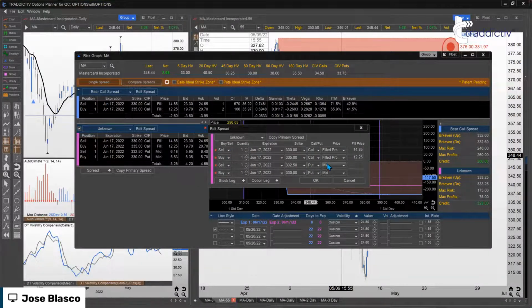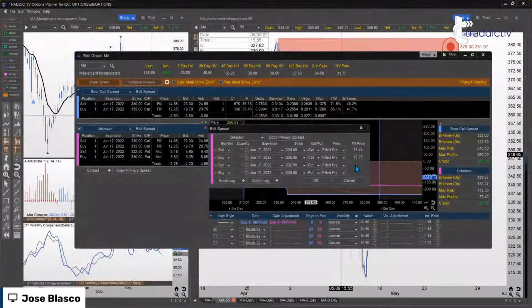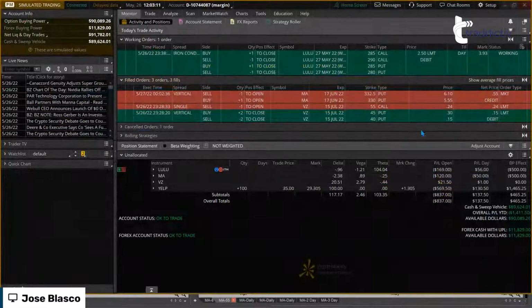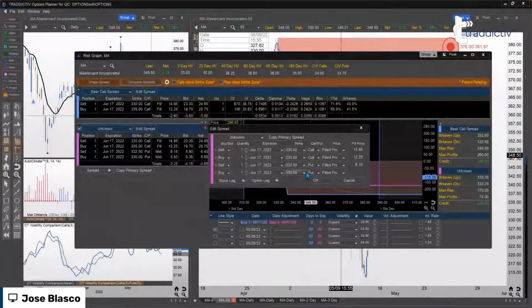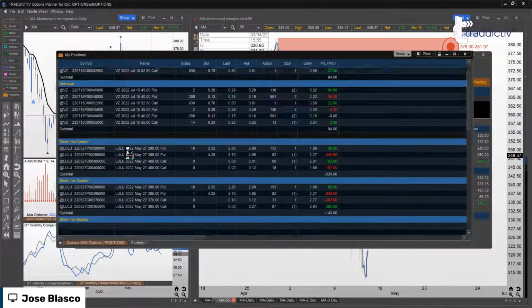So I'm gonna document these prices properly. For the 332.5, I got 610. And for the other one, I got 555. Therefore, the real scenario is actually a risk of 185, okay, with a maximum profit of 65. So that's the real, after being filled, of course, with a market order, that's where we're at with this particular trade.